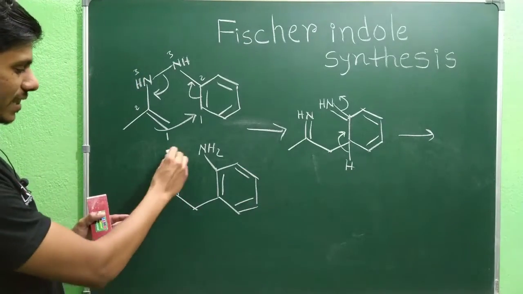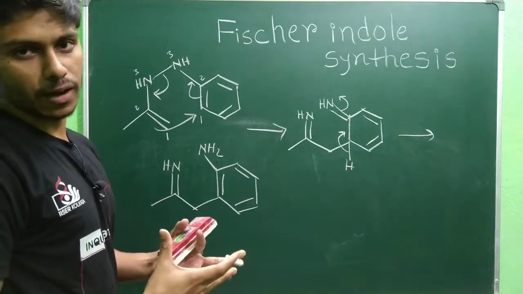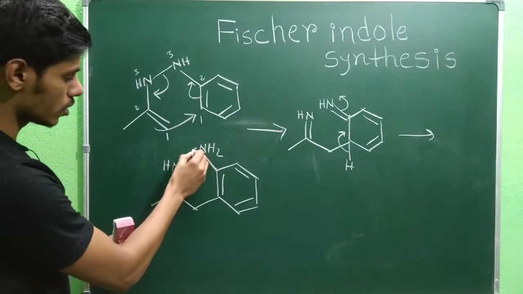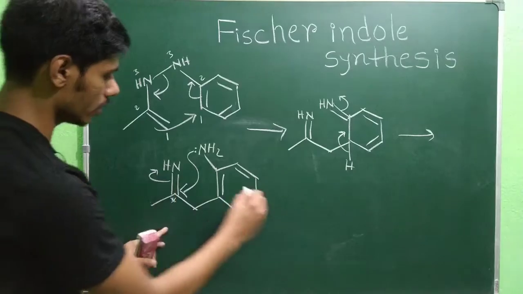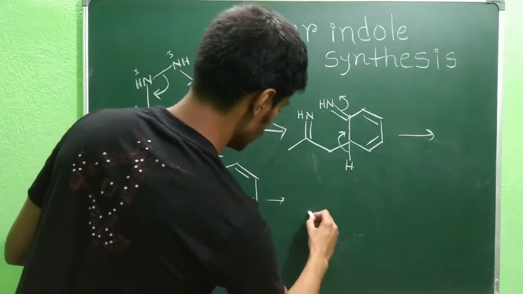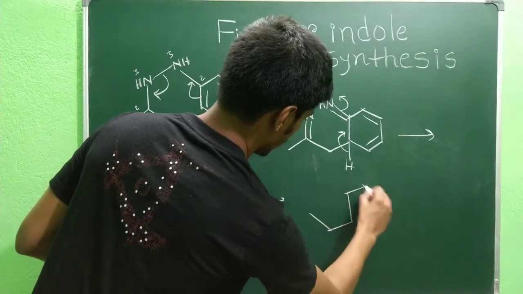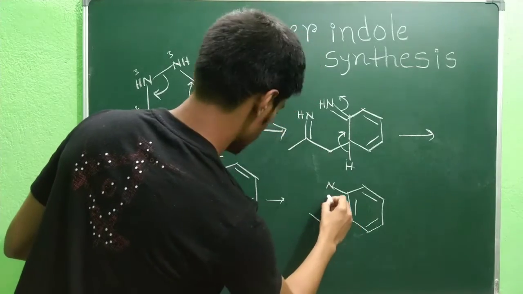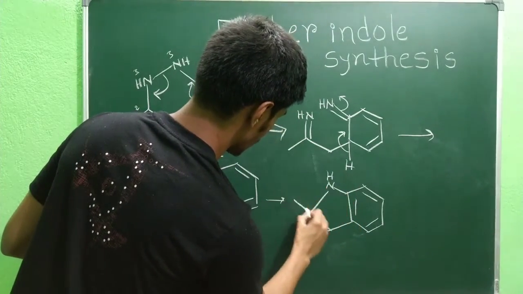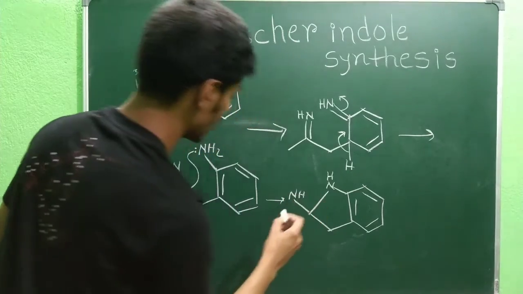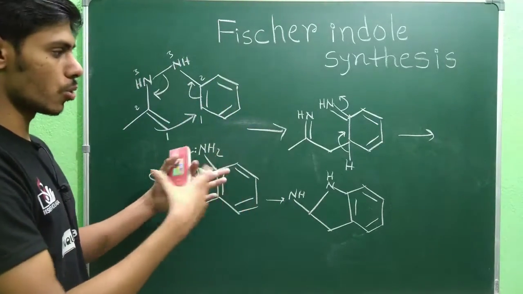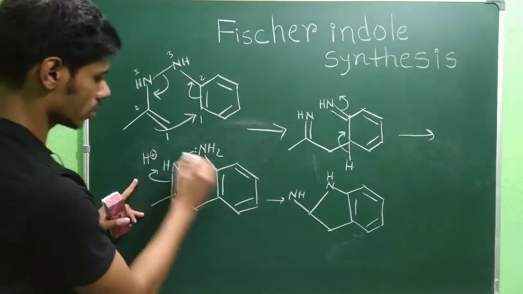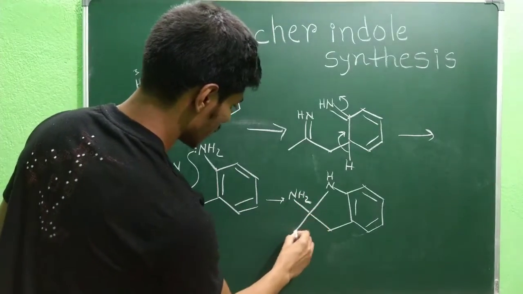Now what next can happen? You can think of this particular group as a carbonyl type functional group, because this particular center is electrophilic and this nitrogen has a lone pair, so it will readily attack over here, and that will give you one intermediate like this. So here you will have one hydrogen over here, one NH over here, and if you recall, we showed that the reaction is done in acidic medium. So here you will have a protonation, so you will have NH2 over here, right?